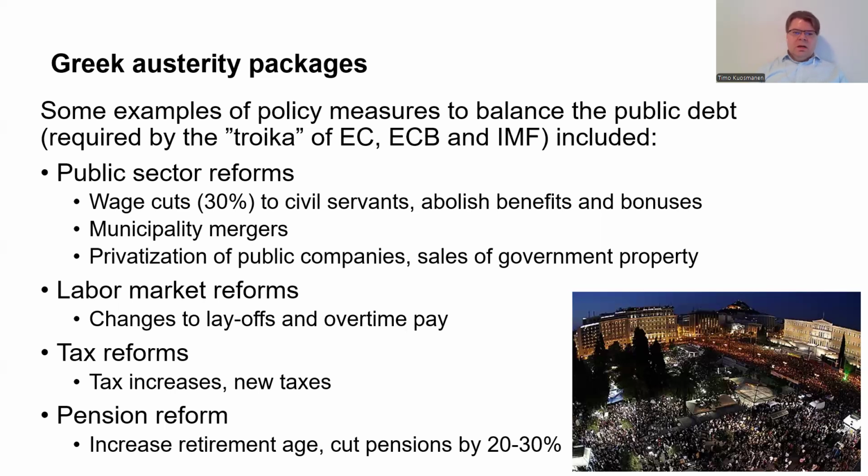In addition, Greece was forced to implement labor market reforms, for example changes to layoffs and overtime pay. Taxes had to be increased, and new taxes were introduced. It also hurt the retired older people very much, because there were very sizable cuts in pensions, and the retirement age was also increased. So these were very harsh measures, and in this picture below, I also have Greek people demonstrating against these austerity measures.